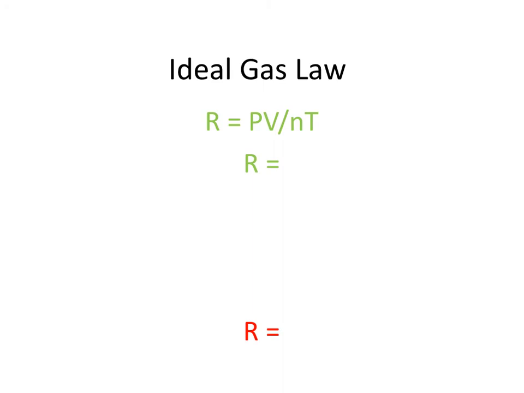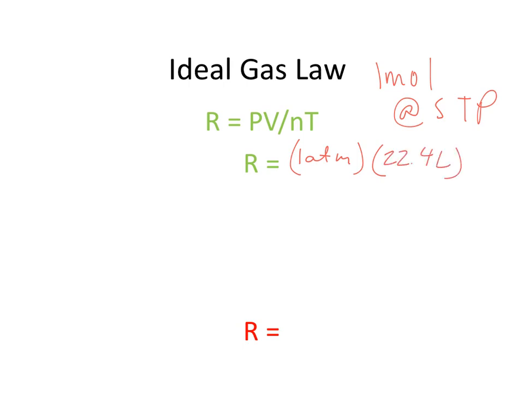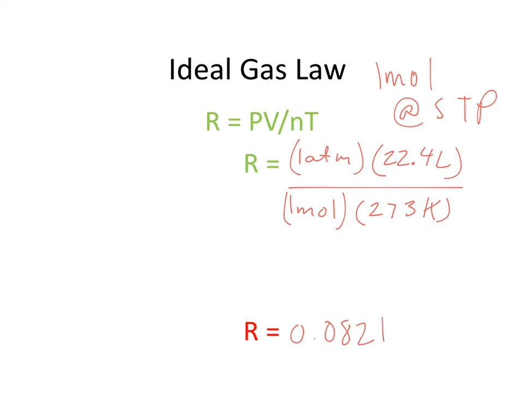So we've solved the ideal gas law here for R. And we're going to do this for 1 mole of gas at STP. So at STP, our pressure is 1 atmosphere. And if we have 1 mole of gas, that means our volume is occupying 22.4 liters of space, because remember that is molar volume. n is 1 mole. And our temperature at STP is 273 Kelvin. So you do 22.4 divided by 273, and what you should get is 0.082, we're going to round it to 0.0821, liters times atmospheres over mole times Kelvin.